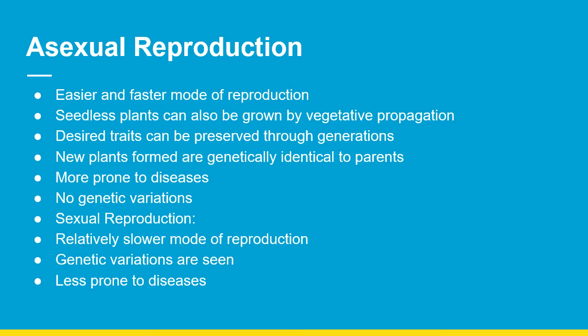There are some drawbacks too. The plants are more prone to diseases, and there is no genetic variation, which means that generation after generation, the line fades off. Whereas sexual reproduction is a relatively slower mode of reproduction. Genetic variations are seen and the plants are less prone to diseases.